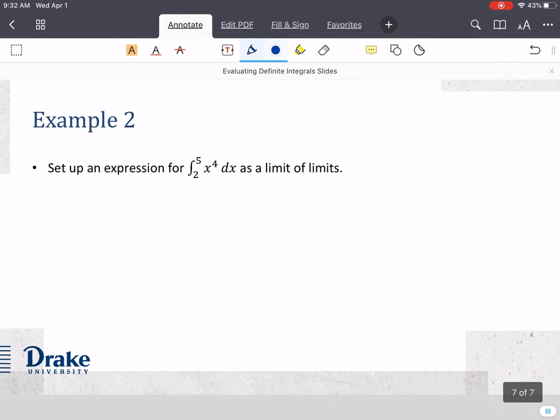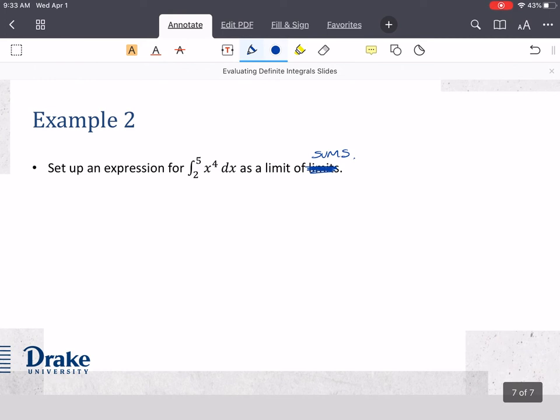So now I'm going to do one more example here. In this example, we have the integral from 2 to 5 of x to the 4th dx. I'm going to set up an expression for this integral as a limit of sums. There's a typo here.